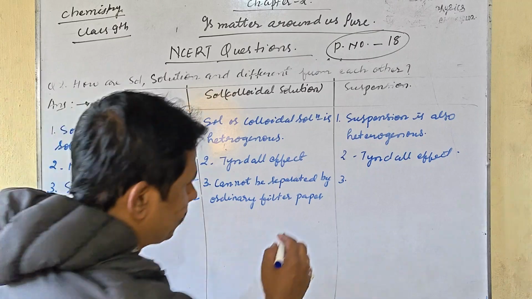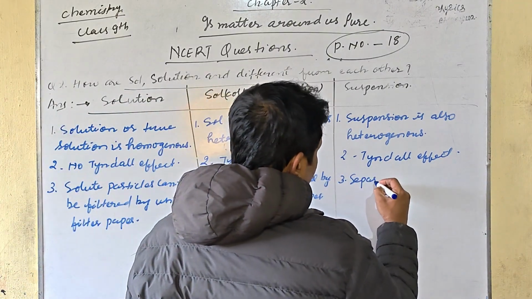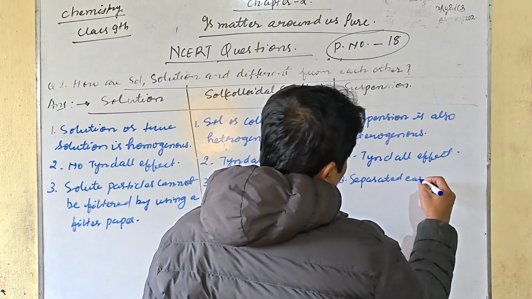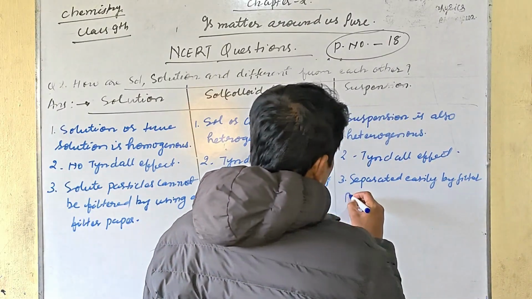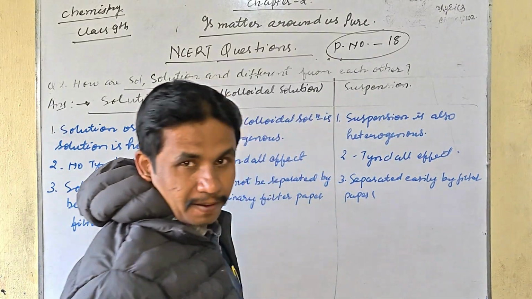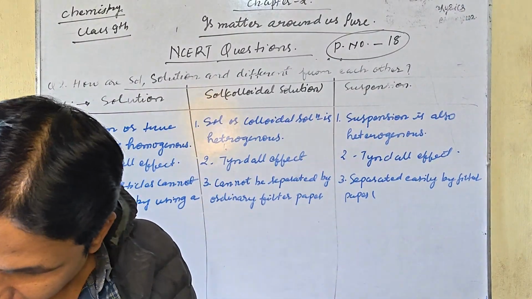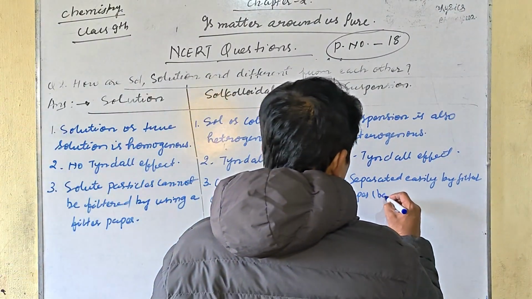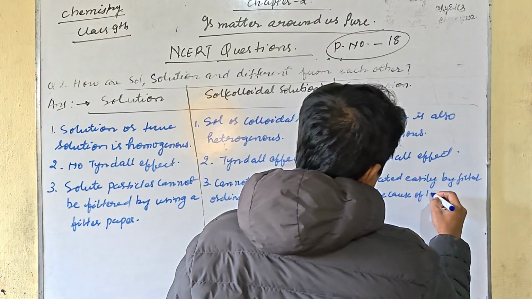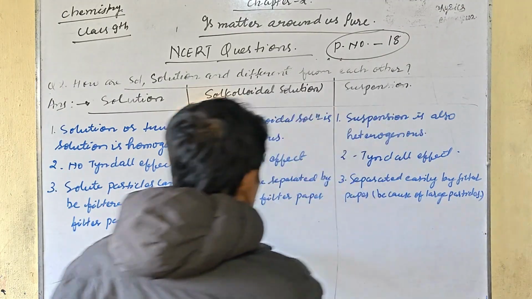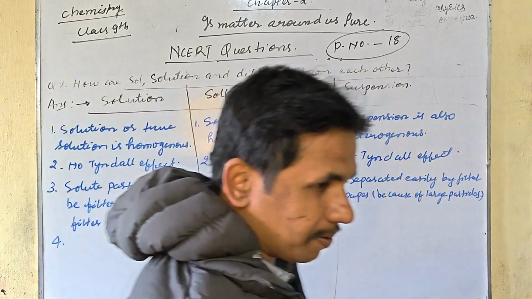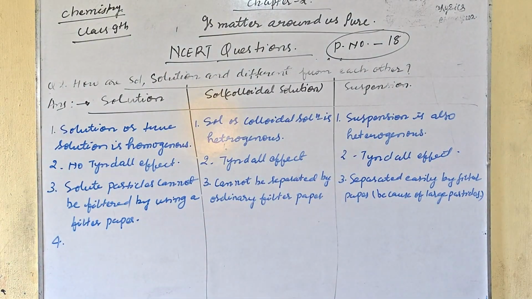Point number 3 in suspension: particles are separated easily by filter paper because of large particles. Point number 4 of difference is that a true solution is transparent.